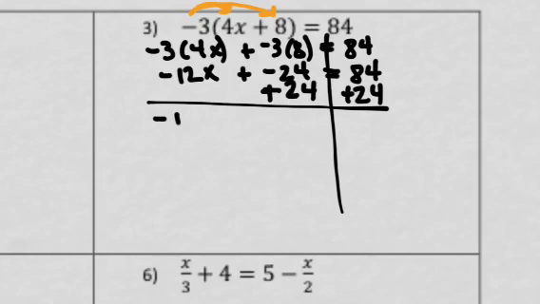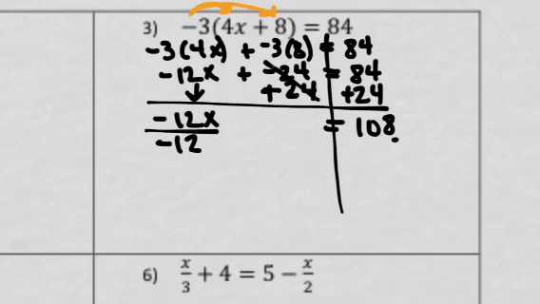So that leaves us with negative 12x because that drops down. These cancel, and I have 108 over here. Divide both sides by negative 12. I'm left with 1x is equal to negative 9 when I use my calculator to do that division. I'm going to leave you on your own to know how to do the check.